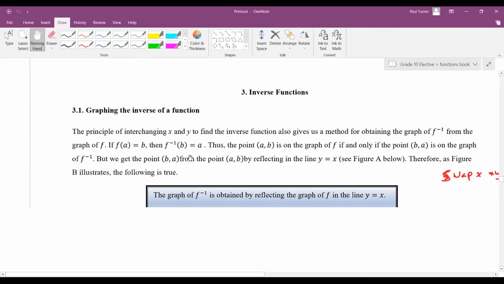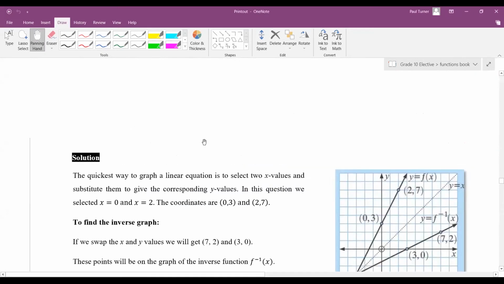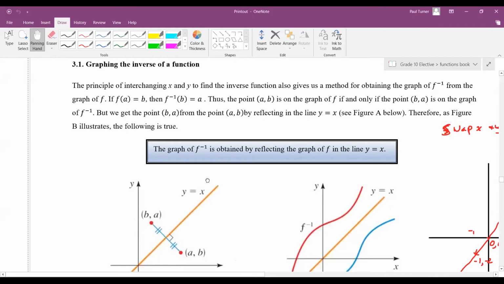Okay, so where's my stuff gone? My picture, there it is.